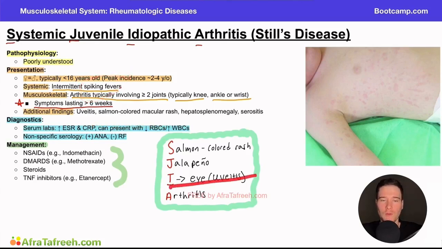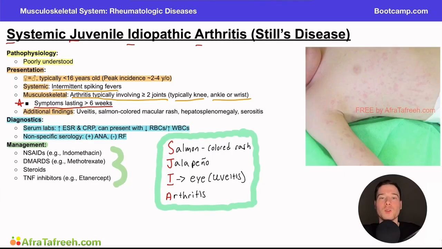I, we want to think of uveitis or the eye manifestations that can occur. And A is for arthritis. So if you just remember SJIA, you can remember the classic findings that a patient will present with who has this condition. So a classic way they might ask this is to say something along the lines of an 8-year-old patient presents to the clinic with complaints of bilateral knee and ankle pain for 2 months.